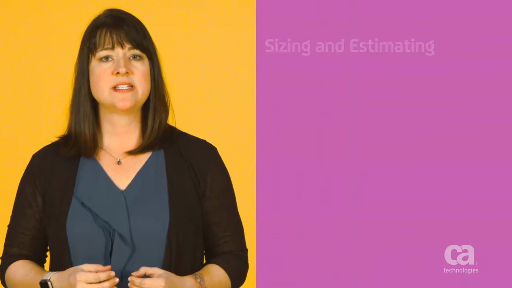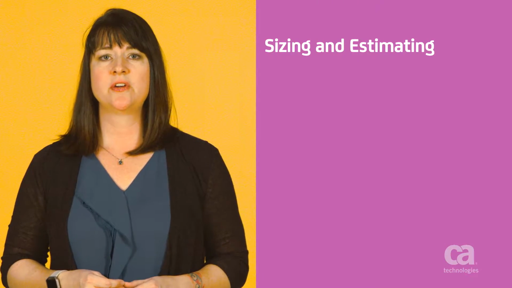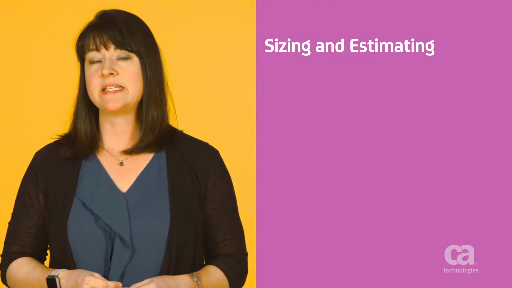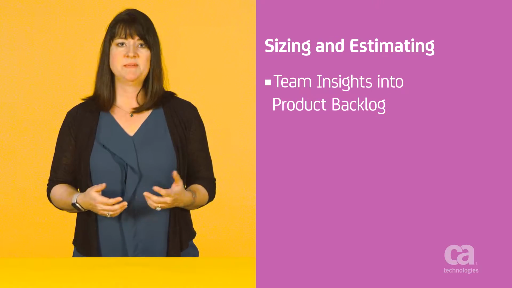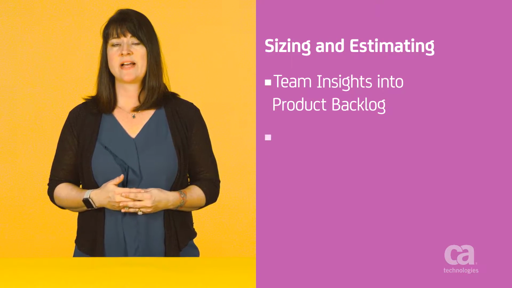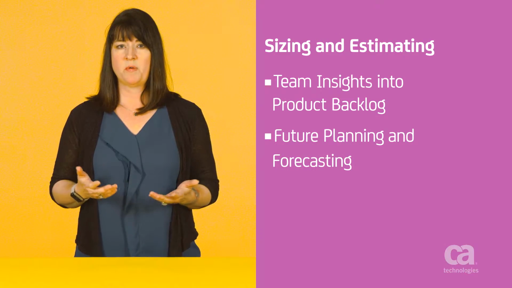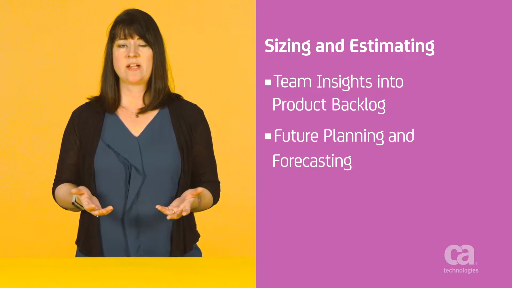They believe can be done within each iteration based on the highest value features. When it's time to start planning your iterations, an important task called sizing and estimating is used to determine the amount of work your team can realistically accomplish. Sizing and estimating are both ways of gathering team insights into the effort of items in the product backlog. These insights inform the product owner on how to rank the product backlog.